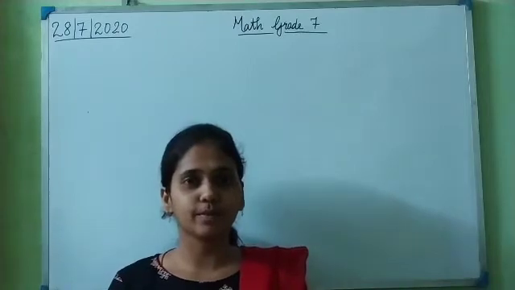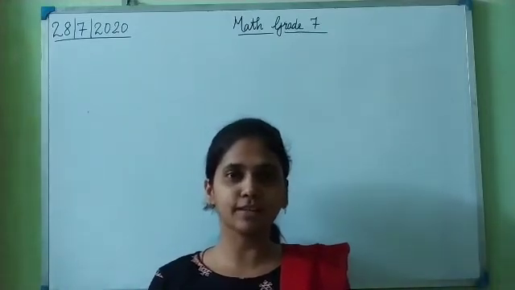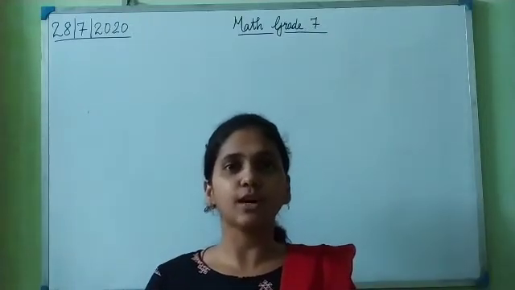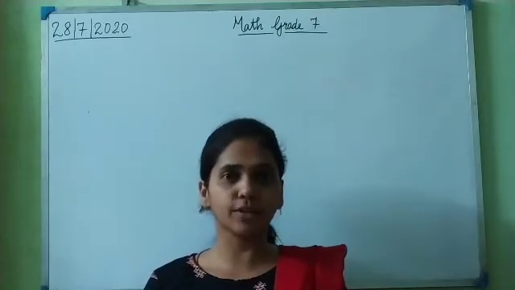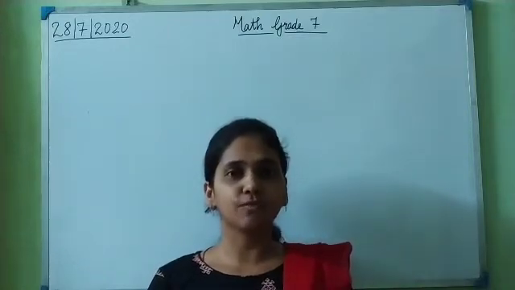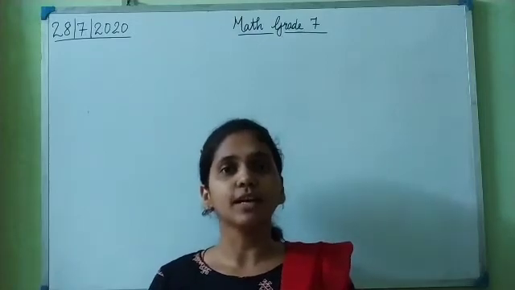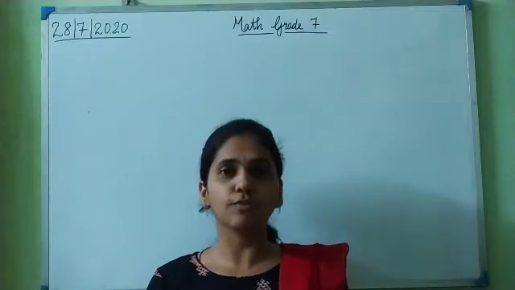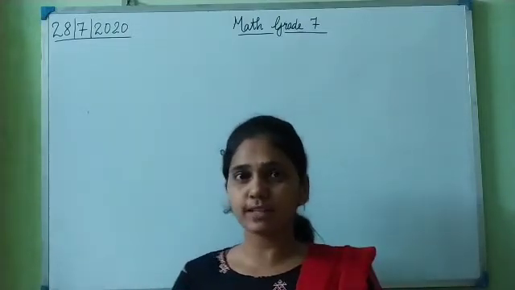Before that, let's revise what we studied in our previous class. We studied square and square root, how to find the square of a given number or the square root of a given number, and also its application. One application is that we can find the area of a given square, or find the side length of a square if the area is given. So that was all about square and square roots.